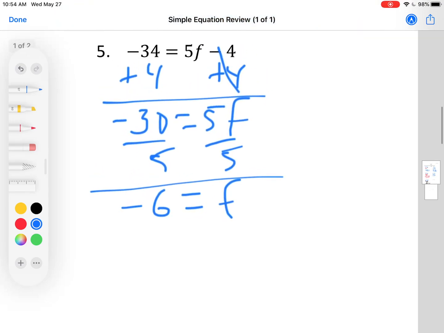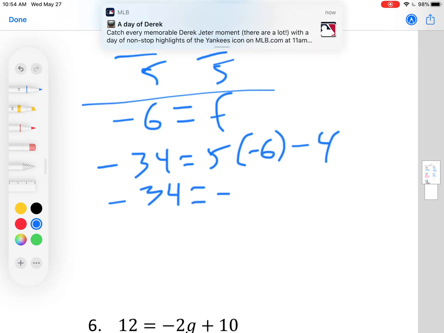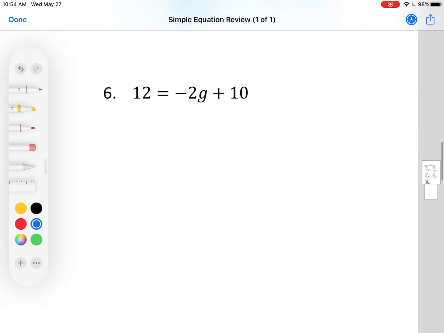Check step. Negative 34 equals 5 times negative 6 minus 4. 5 times negative 6 is negative 30, minus 4. Negative 34 is negative 34. Down 30, down 4 is negative 34. They are equal. Moving on.